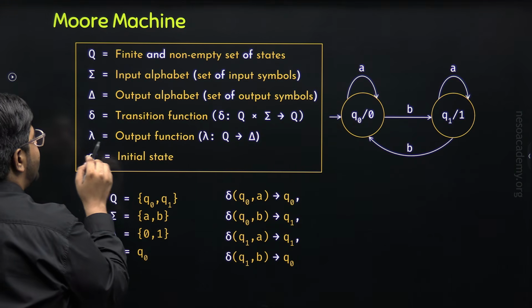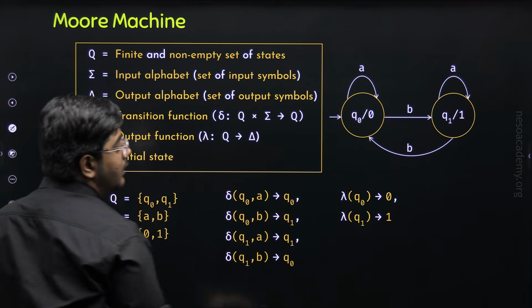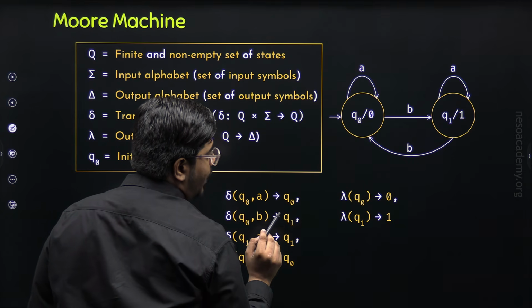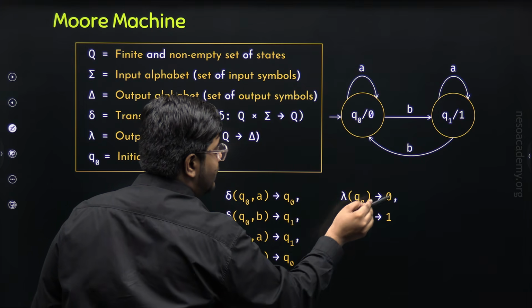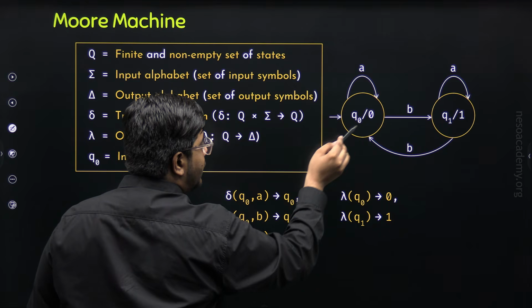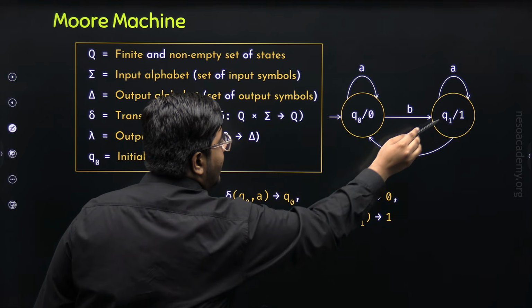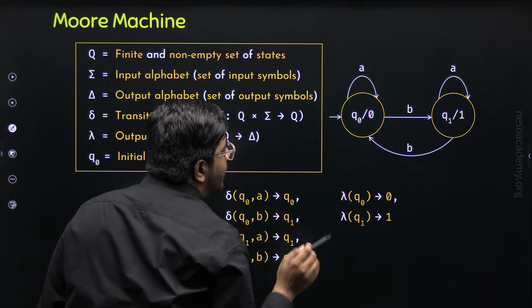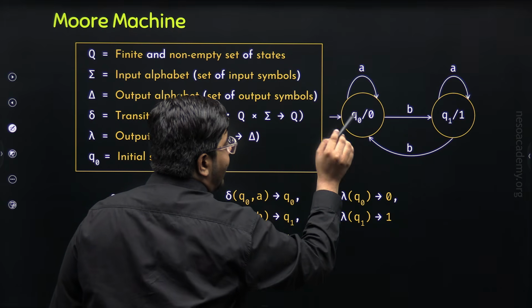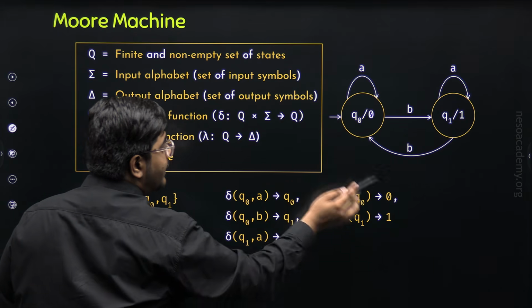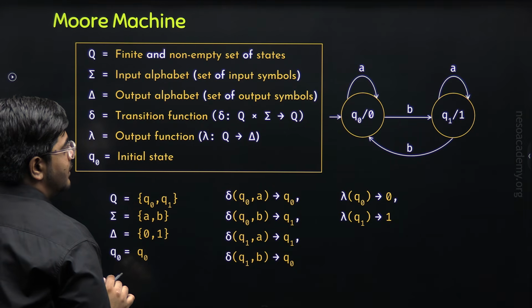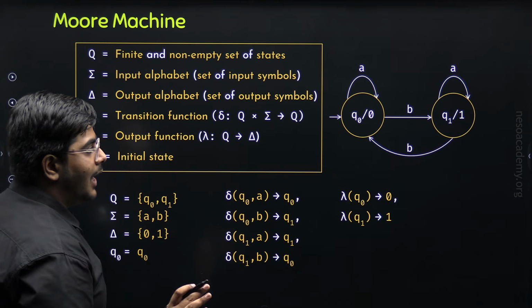Now let's find out the values of the output function lambda. Lambda Q0 is giving us 0 and lambda Q1 is giving us 1. That means Q0 is associated with 0 and Q1 is associated with 1. Because in case of Moore machine, only the present state will determine the output symbol. That is why this is the way of representing an output function in case of Moore machines. I hope you are clear with this topic now.